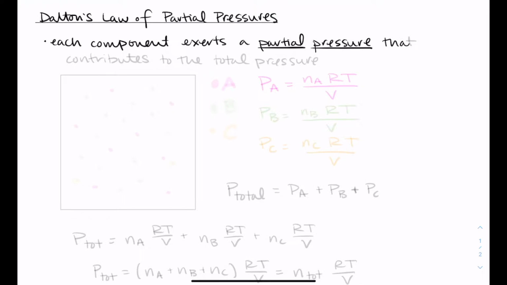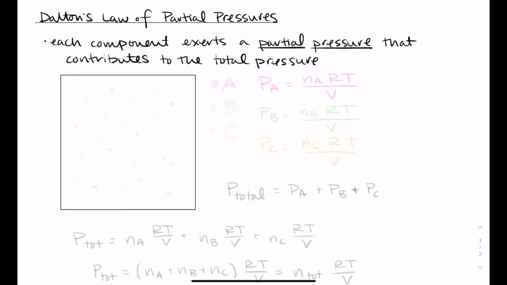So this is my container. It's completely empty. There's absolutely nothing in it. And I'm going to put three different gases in here. I have some pink dots to be gas A, green dots to be gas B, orange dots to be gas C. The pressure of gas A, so I've got that labeled PA, it's the number of moles of A times R times T over V.